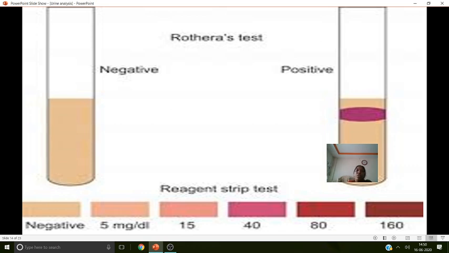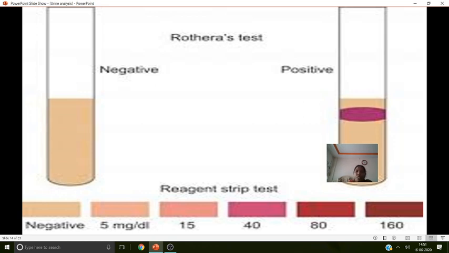As I already told, in Rothera's test there is a purple permanganate ring formed at the junction of the urine and ammonia. This is the positive, this is the negative. If it is negative, it is light in color; if it is 5 milligram per deciliter, 15, 40, 80 and 160, the color deepens accordingly.